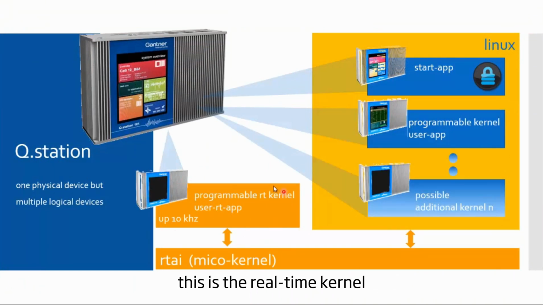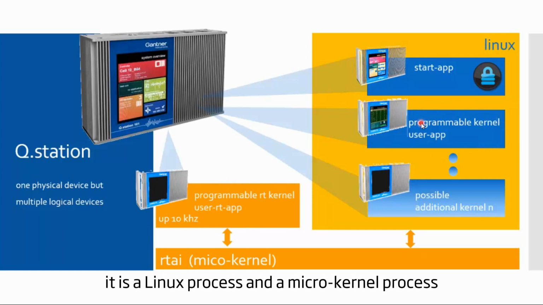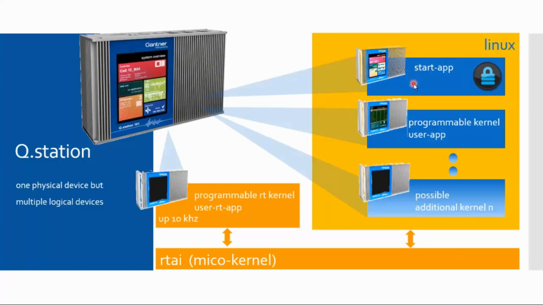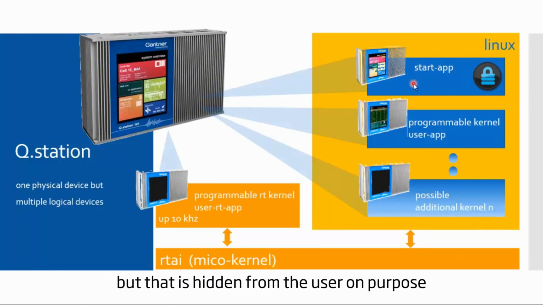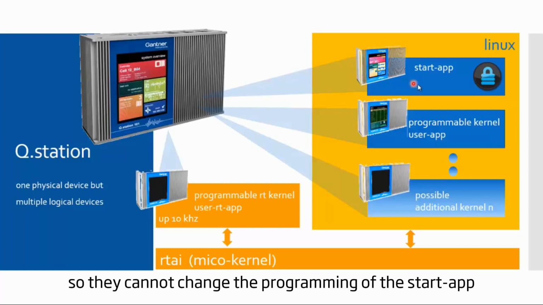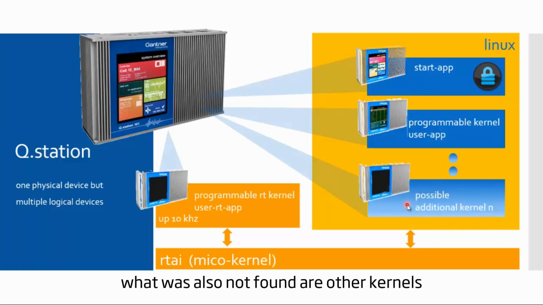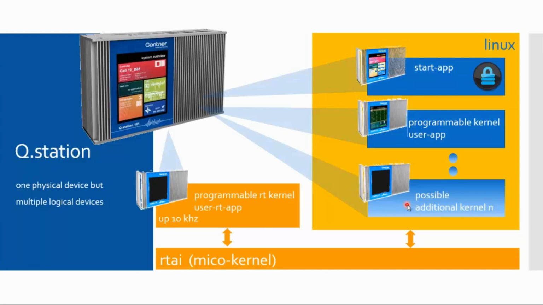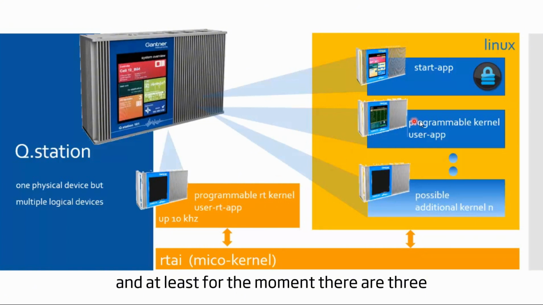This is the real-time kernel. What was also found is this device. It is a Linux process and a microkernel process. What wasn't found is the process for the startup, but that is hidden from the user on purpose, so they cannot change the programming of the startup. What was also not found are other kernels, as they are not set up on standard controllers. Theoretically, there are several kernels, which means in one Q.station there are logically several devices, and at the moment, there are 3.